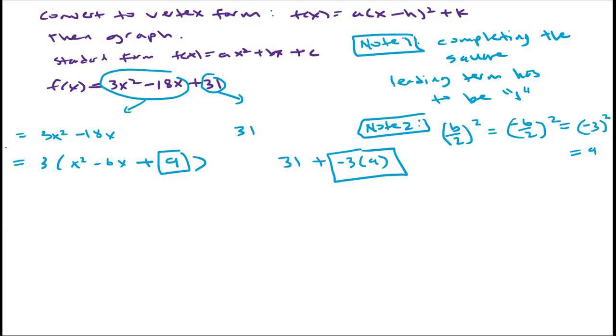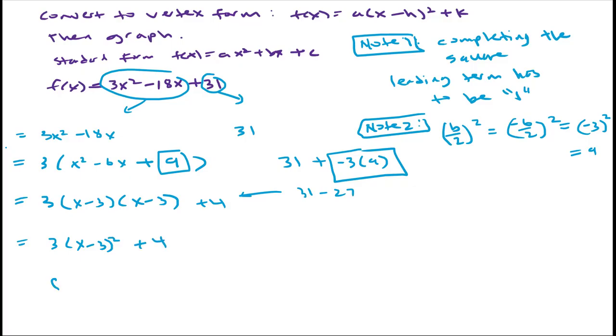All right, so now I can simplify. If I factor this, that will be x minus 3 times x minus 3. And for this one, 3 times 9 is 27, so 31 minus 27 gives us 4. So this will be a plus 4 here. Then we rewrite this as 3 times x minus 3 squared plus 4. So our vertex form is 3 times x minus 3 squared plus 4.